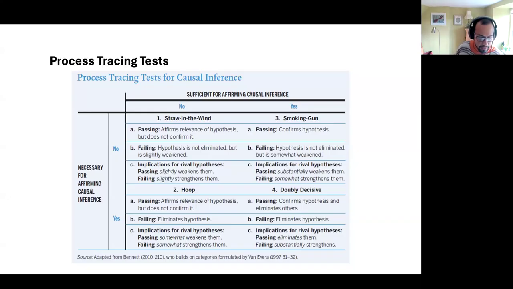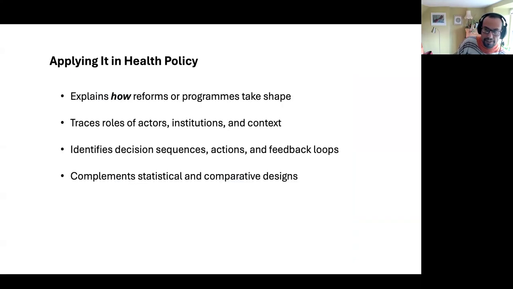A smoking gun would be, for instance, health workers confirming they received the new funding and used it to remove, for instance, user fees, again increasing coverage. And finally, a doubly decisive would be where, for instance, the funding arrives and the debt falls, and nothing else changes other than those 2 outcomes. So this is something that would fully confirm. Next, please. So I'm going to skip this one.